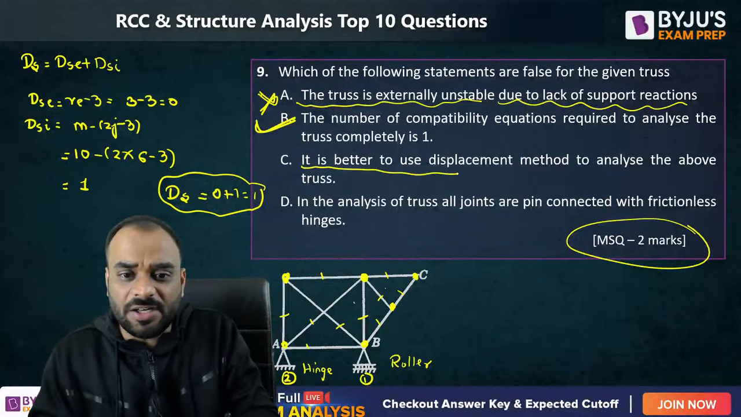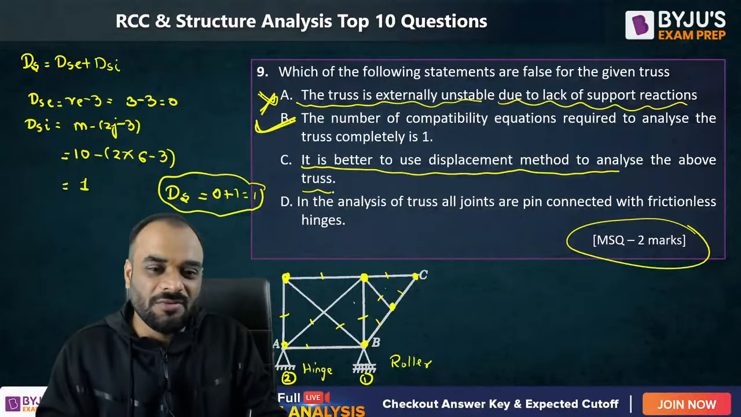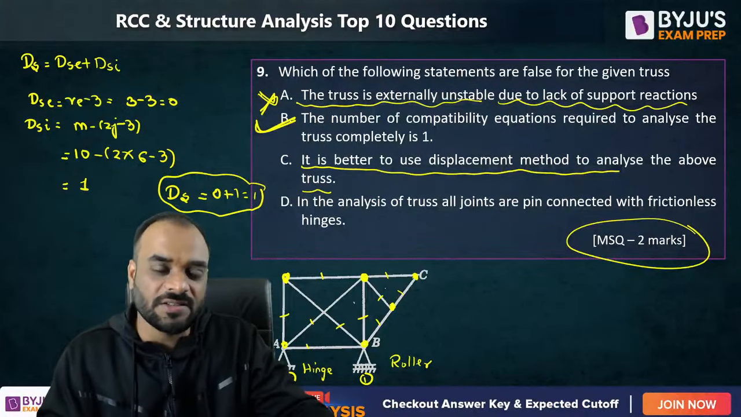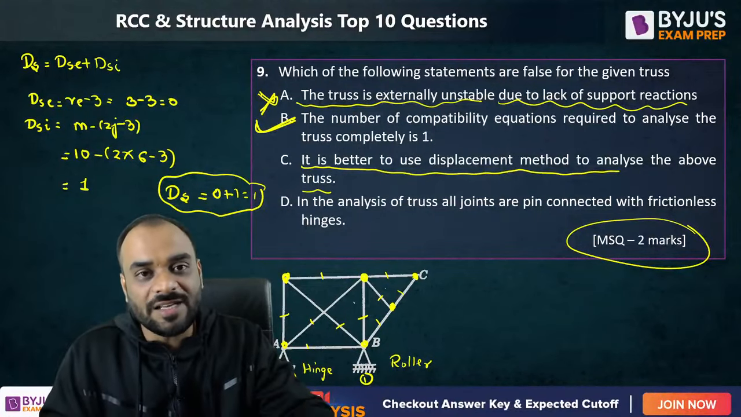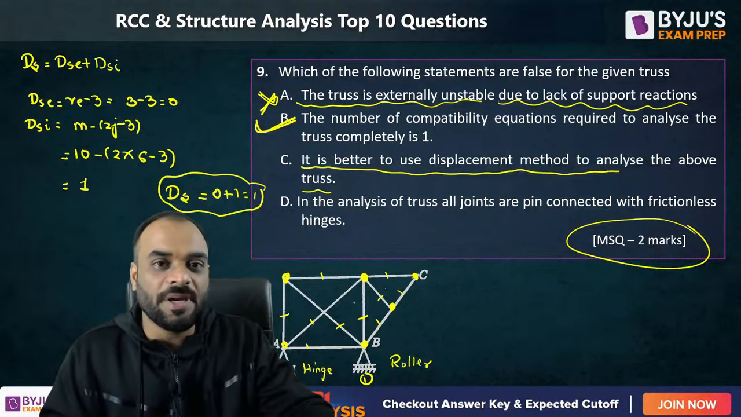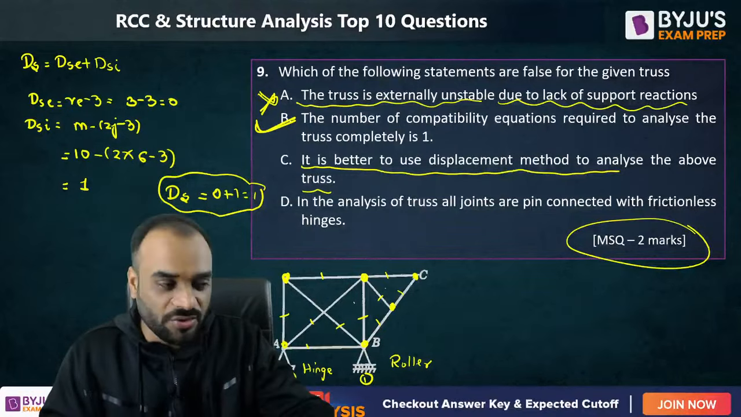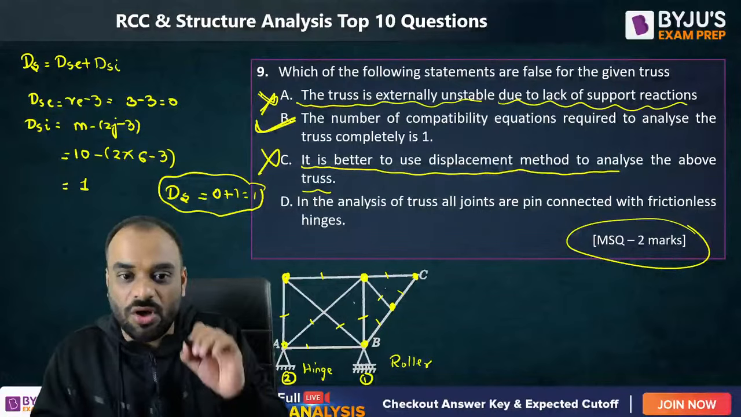Now tell me, is it better to use the displacement method to analyze the above truss? No. Whenever we need to analyze a truss, it is always better to use the force method, because the static indeterminacy is always less in case of a truss as compared to the number of unknown joint displacements, or you can say the DK value, right? So that's why guys, this statement is wrong.